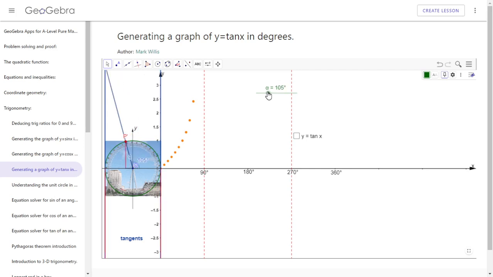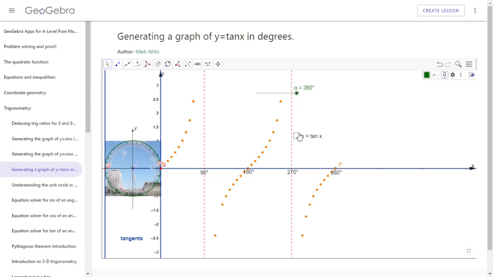As we then go to more than 90, the tangent is now actually down here somewhere. And this blue line cuts through the circle and then reaches all the way down here to the tangent line. So it starts off very negative and then comes back towards 0. At 180, it's then 0 again. And then we get the same pattern repeating from there.